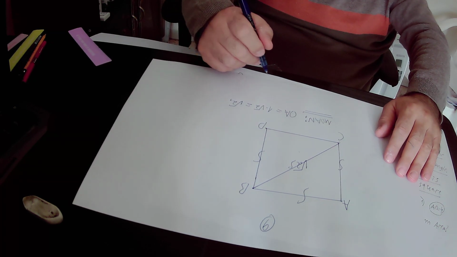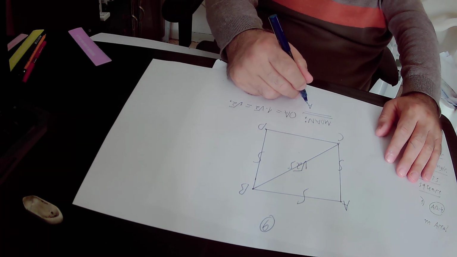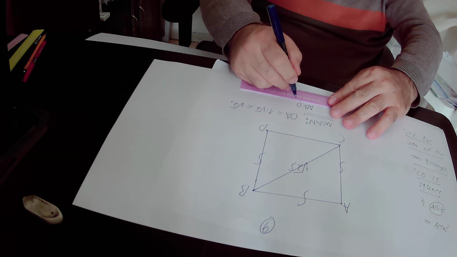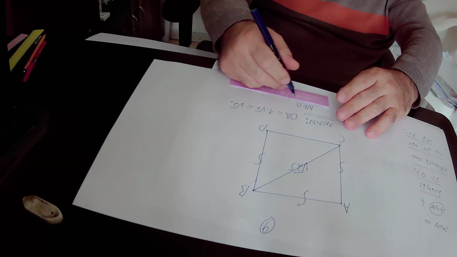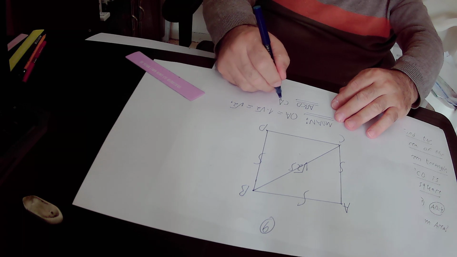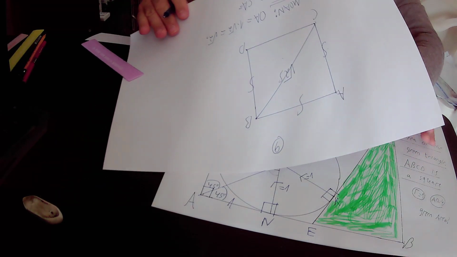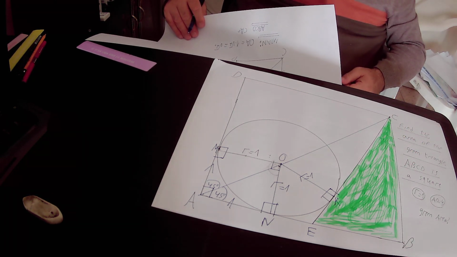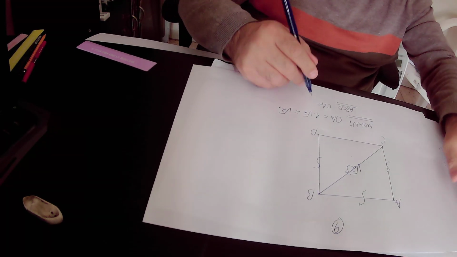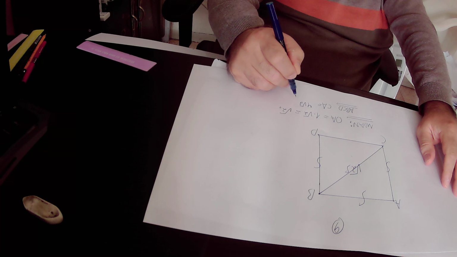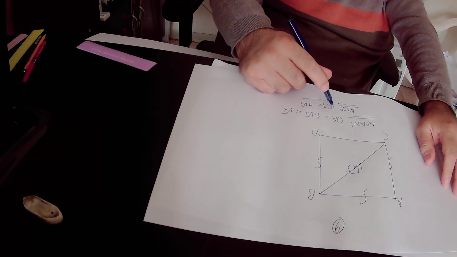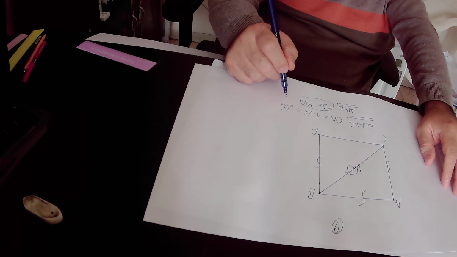And if we relate to square ABCD, the big square, then the length of the diagonal CA or AC will be equal to the length of square ABCD side, that is actually 4 units, times square root of 2, that is to say it equals 4 times square root of 2 units, and OA equals square root of 2 units. Okay?